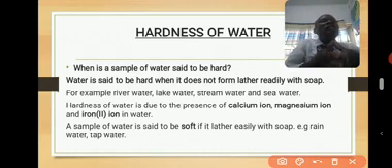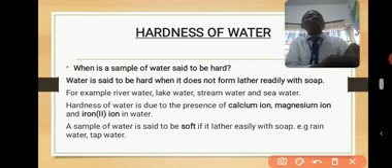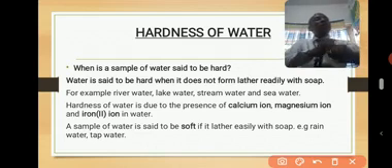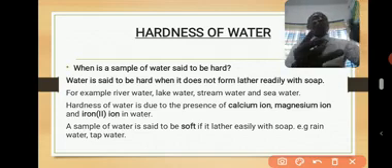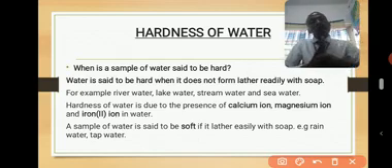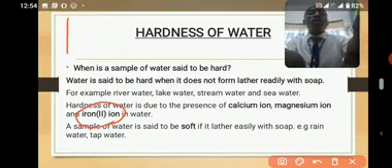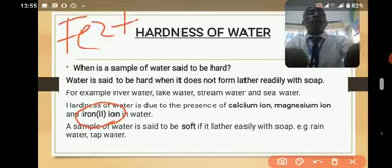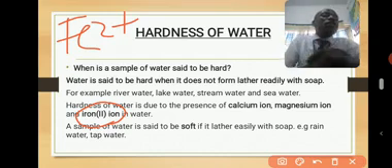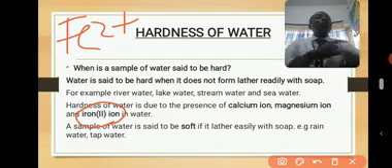Now, what causes hardness of water? Hardness of water is caused by the presence of calcium ion. When calcium ion is present inside water, or magnesium ion is present inside water, or iron 2 ion is present inside water. This is iron 2 ion, Fe2+. So the presence of these forms of ion usually causes water not to lather readily with soap. That is, usually makes water to become hard.